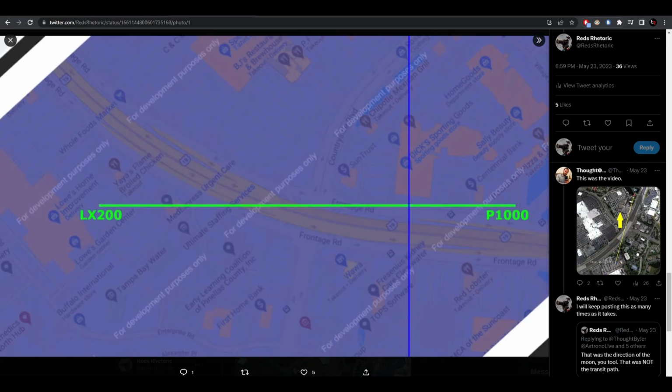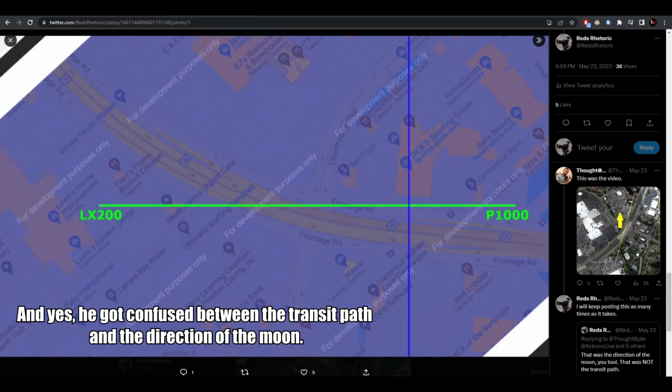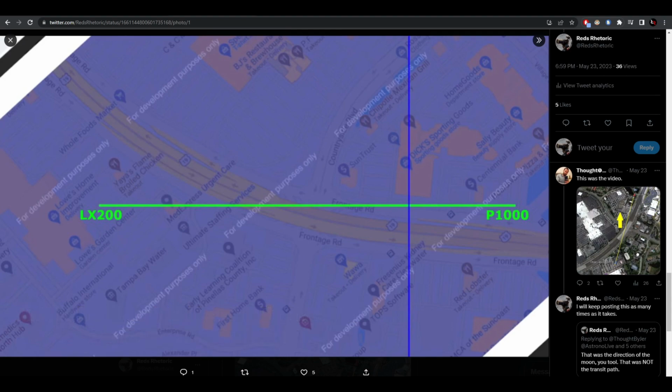So, a quick note about our baseline. As you can see, the reason why we chose the spots that we did is because we wanted to be perpendicular to the transit path. That way, there would be no time discrepancies within our footage. And you can see this here in this screenshot from Astronomy Live's video, link in the description.